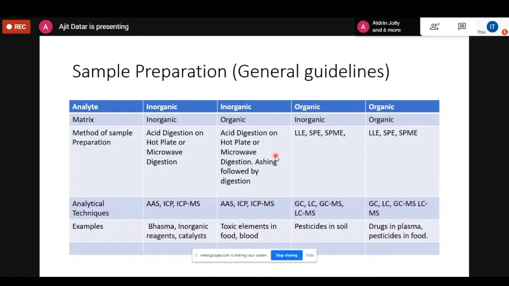Then we have organic analyte in organic matrix. Again, we have organic analyte, so it has to get dissolved into organic solvents. So we again use similar methods for analysis, but the sample could be drugs in plasma, pesticides in food, where we have analyte which is organic and the matrix also which is organic. So most of the samples can be categorized into these four areas, and roughly you can decide which techniques can be used when you have this kind of a challenge in front of you. Okay.